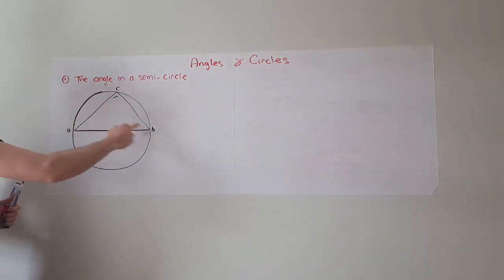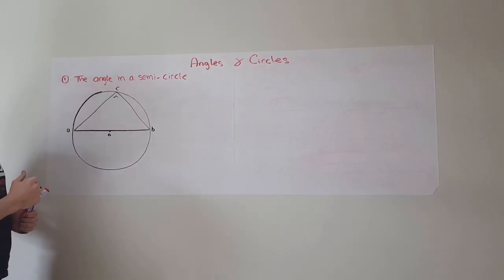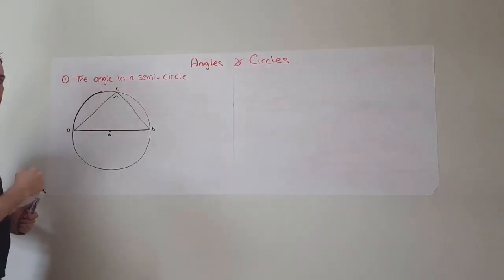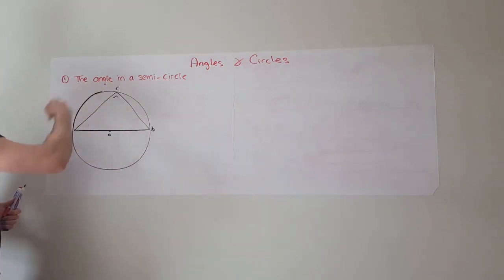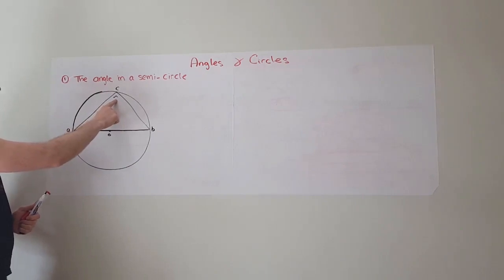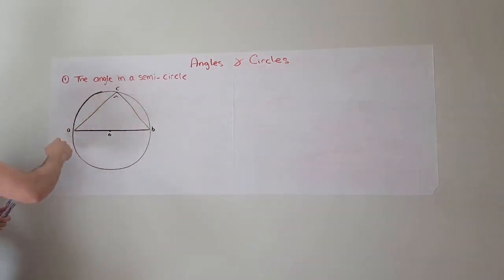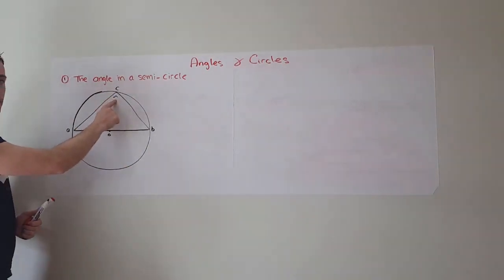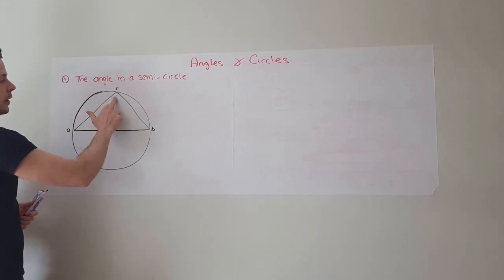If we have a triangle where one of the three sides is a diameter line and the other vertex is standing on the circumference of our circle, then the angle at the circumference is always 90 degrees. So it doesn't matter where point C is, as long as AB is a diameter line, that angle will always be 90. And we'll go through the proof of it now.